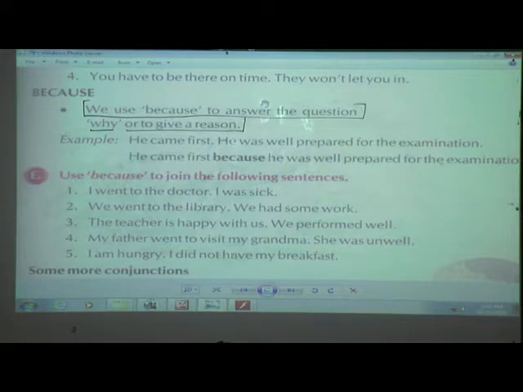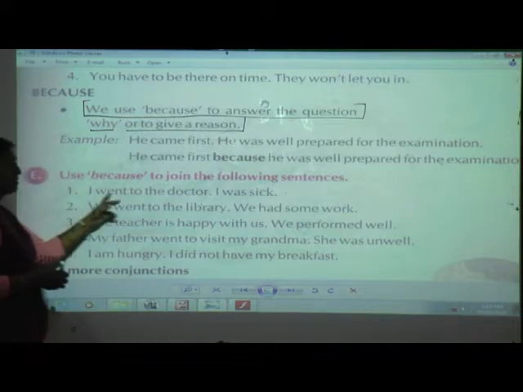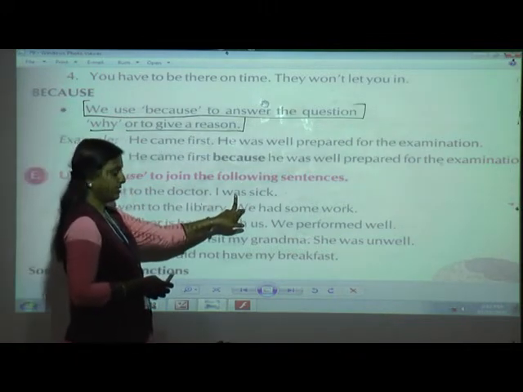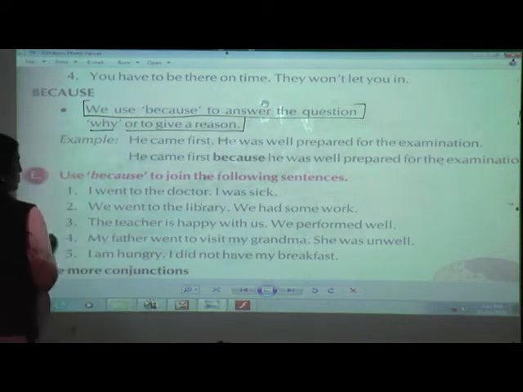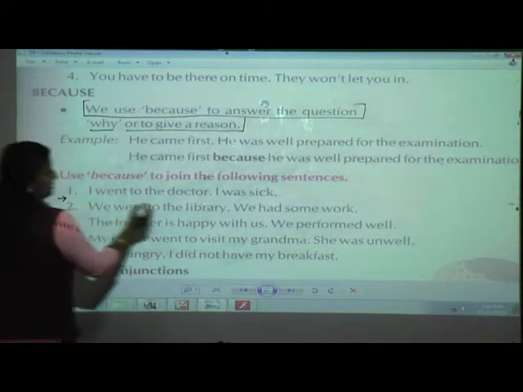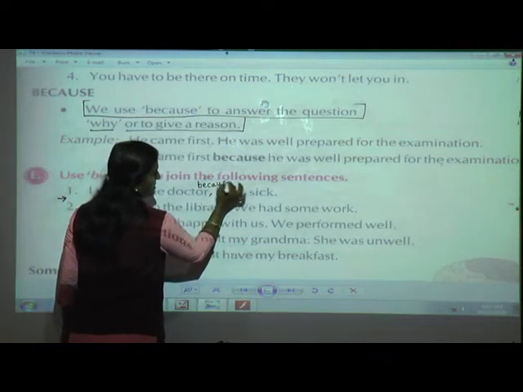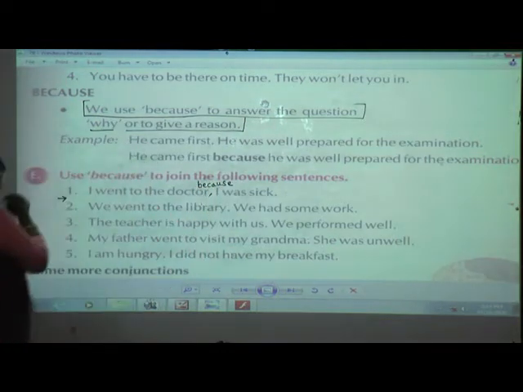I went to the doctor, full stop, I was sick. I went to the doctor, I was sick. So why I went to the doctor? Yes, it shows the reason, it's saying the reason that I was sick. So I will remove this full stop and I am going to join these two sentences with the conjunction because.